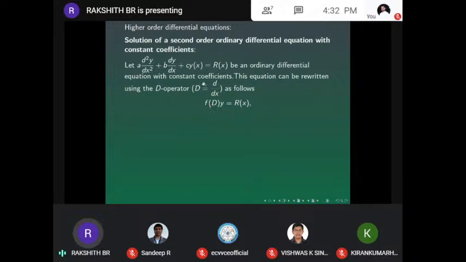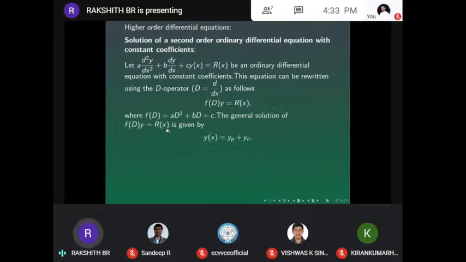So what is this f of D? If you make use of this D operator, your d square by dx square will be capital D square, and d by dx will be simply capital D. So therefore you can put it in the form of f of D into y equal to r of x. What is f of D therefore? Your f of D stands for a D square plus bD plus c. So using the operator, you can represent this differential equation as follows: a D square plus bD plus c into y equal to r of x.